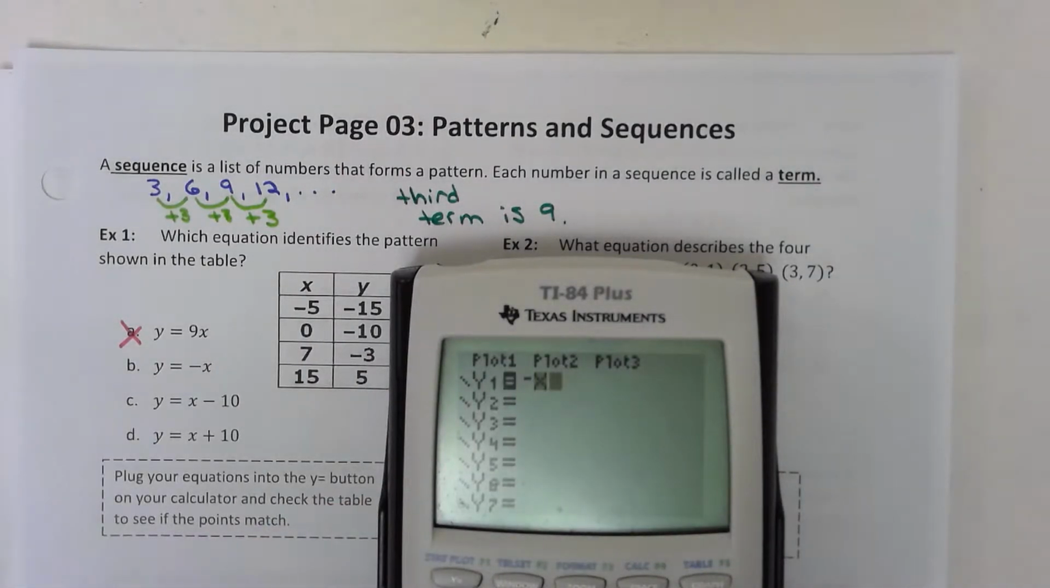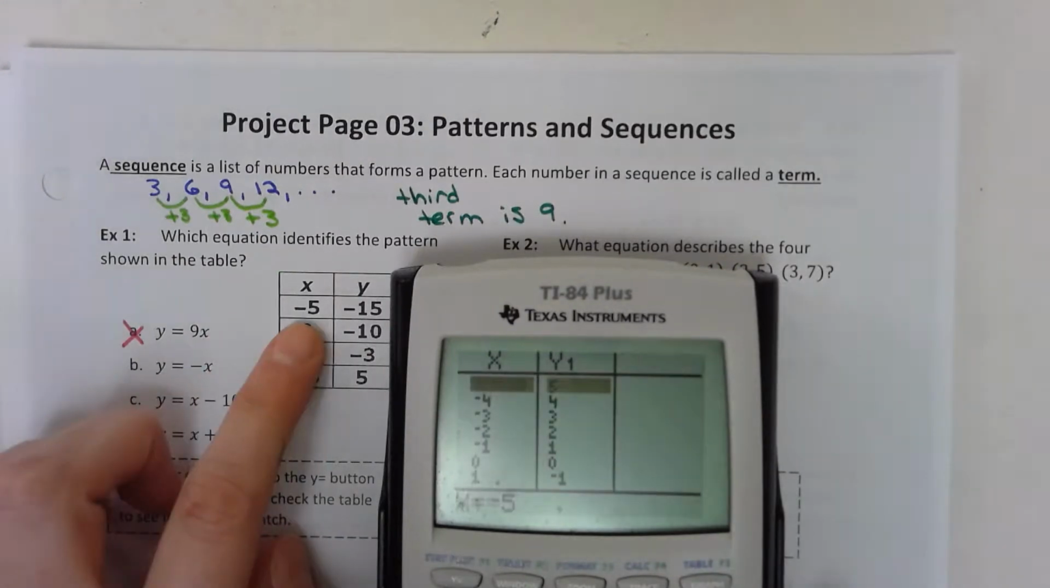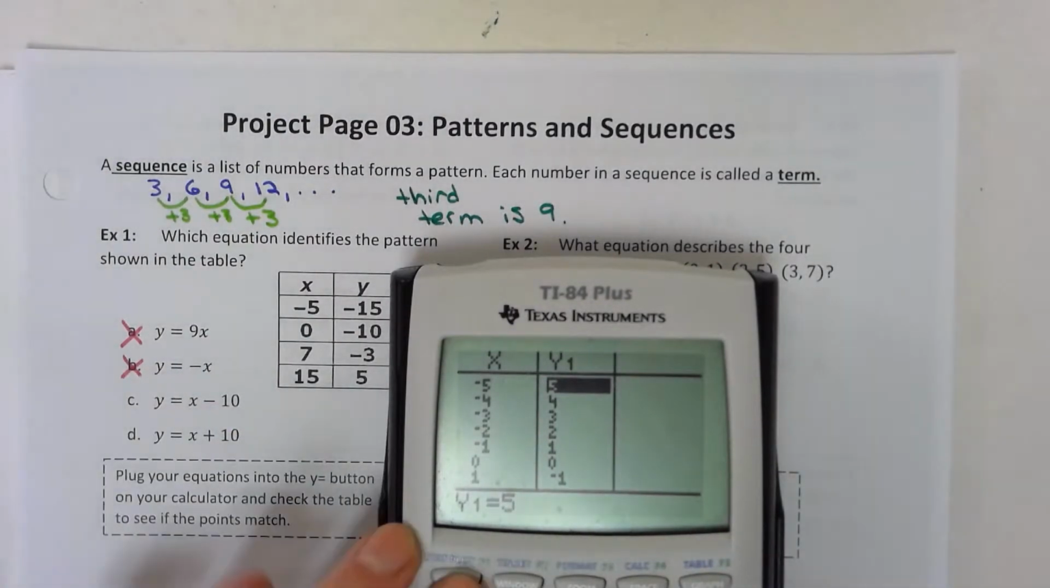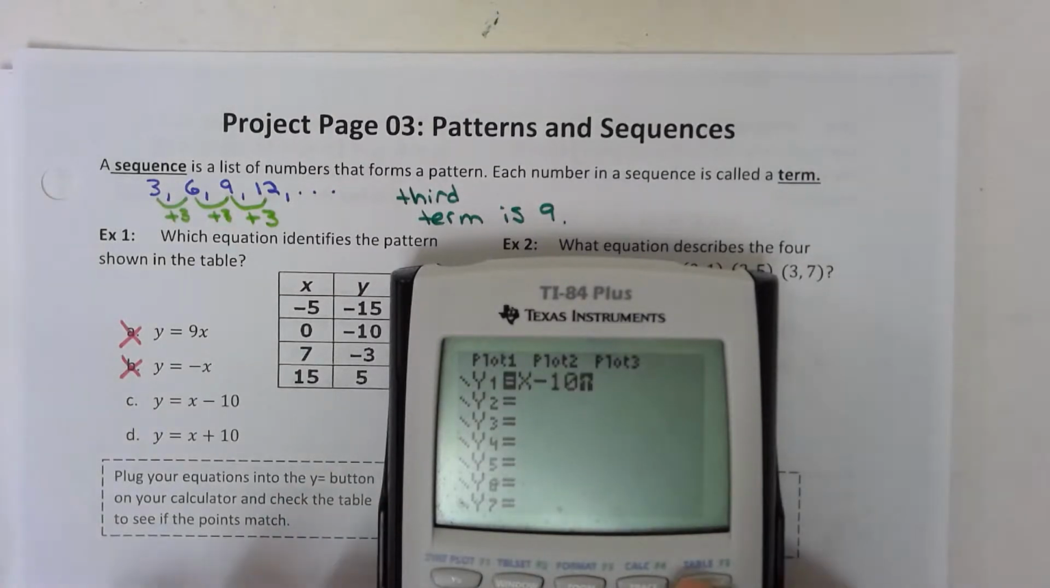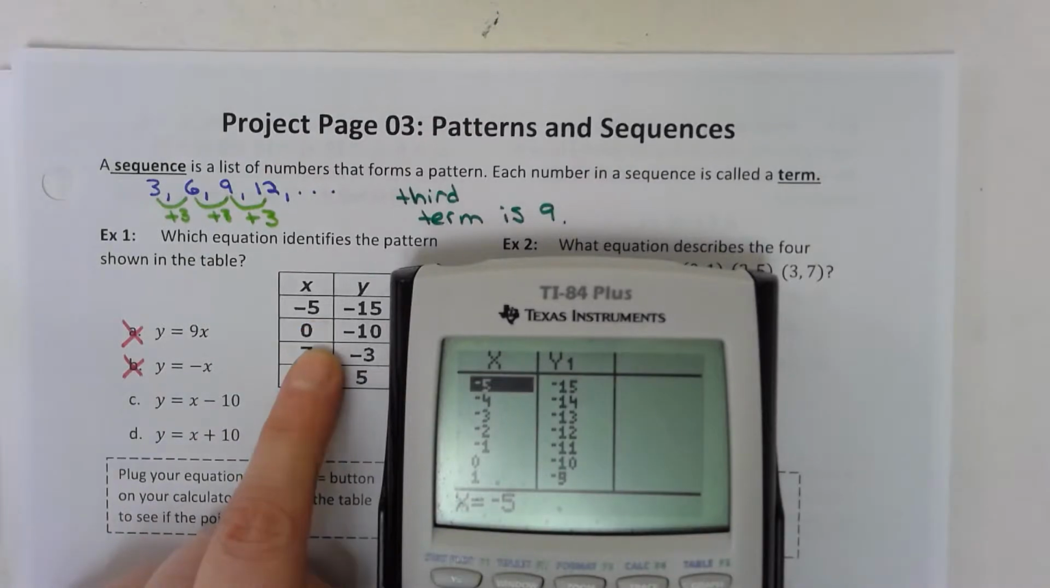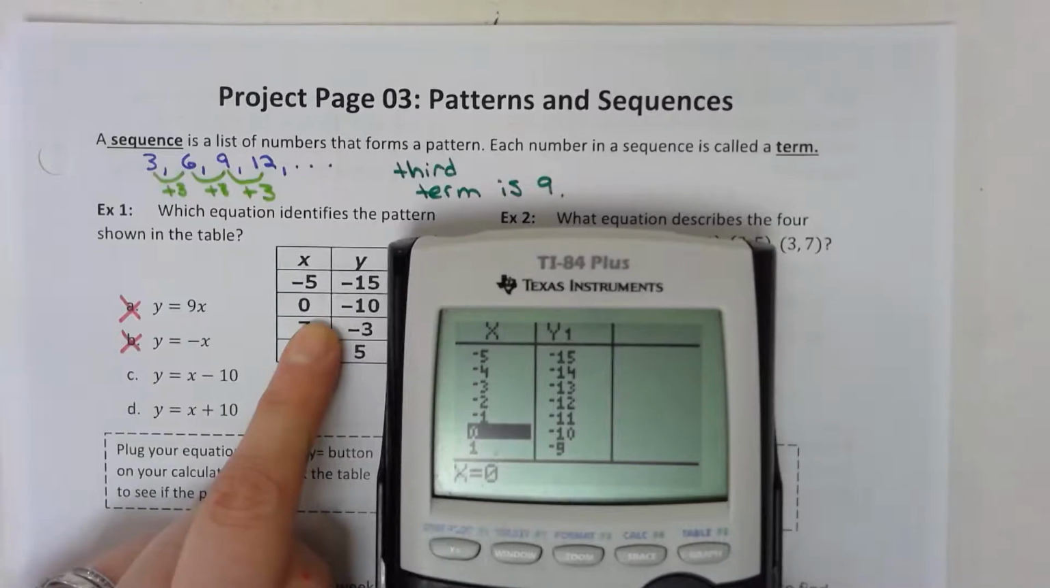So this one has -x, I press second graph. That one definitely does not have the first point on my table right here, so I'm going to move on. And then x minus 10, press second graph. This one has -5, -15, so it has the first one, but you need to make sure it has all 4 because they like to try to trick you.